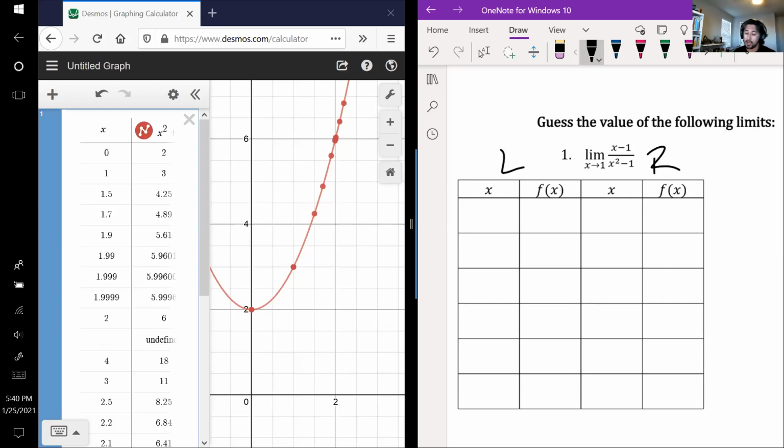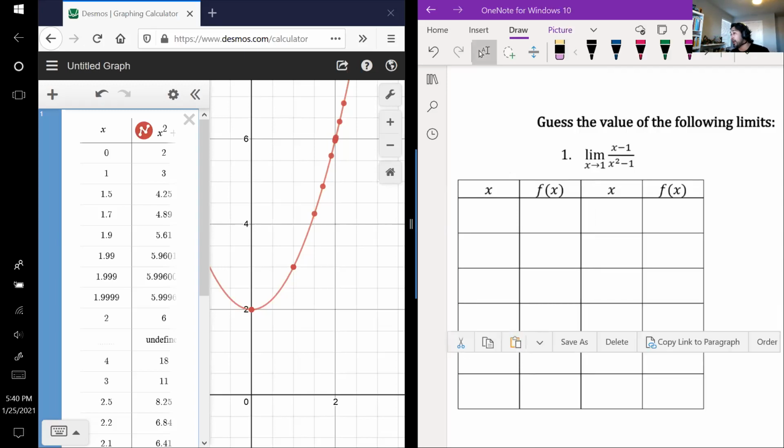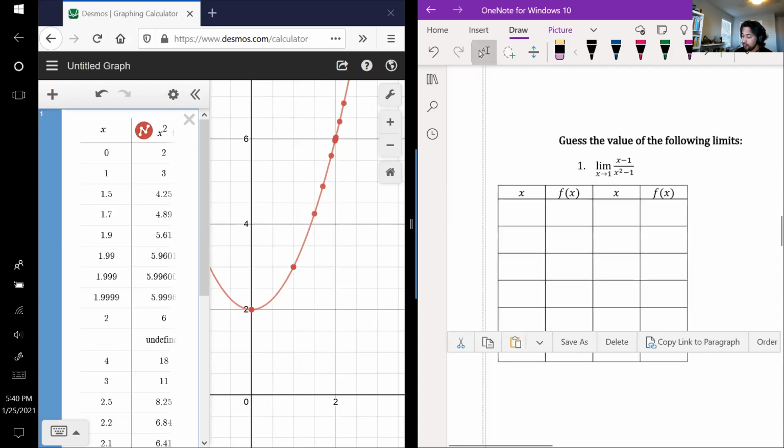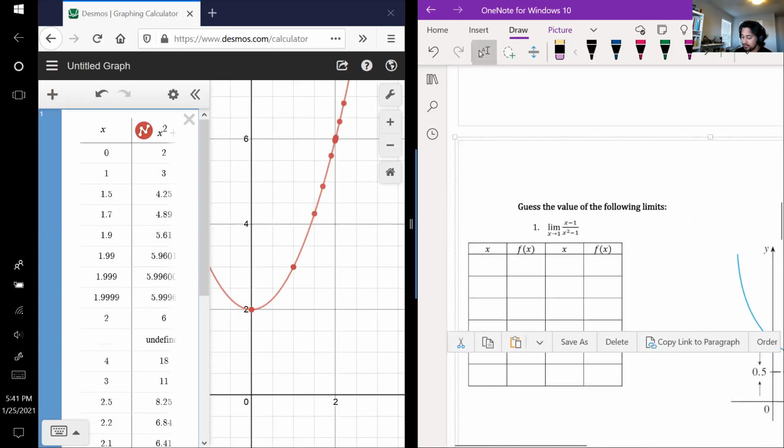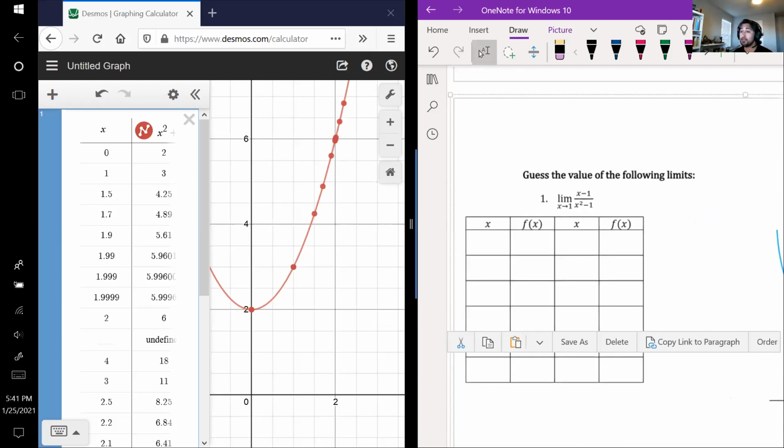So I'll give you guys about 5 to 10 minutes to work on these limits and let me know what you get. If you need help typing them in your calculator, I'll show you how to write them, type them in your calculator, depending on the model, anything like that. So go ahead and practice filling out this chart. Use Desmos if you need to.